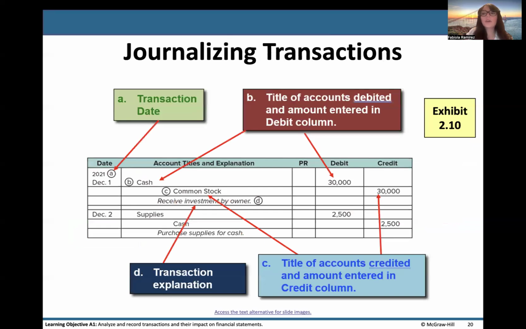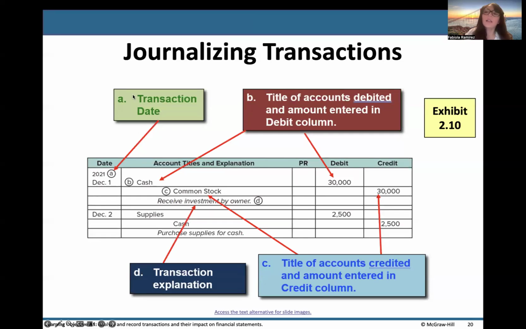So here is how we journalize transactions. A transaction will always affect two accounts. It will have at least one debit and one credit. Your total debits must equal your total credits. Okay, so better noted with an example. In this first transaction that we are going to go over, this company received investment by owner. It looks like this owner contributed $30,000 to the company in exchange for common stock.